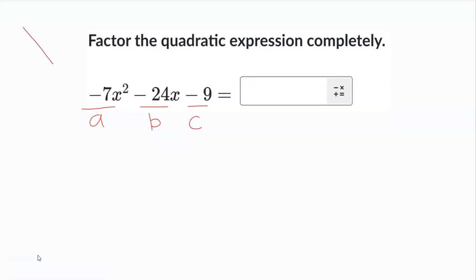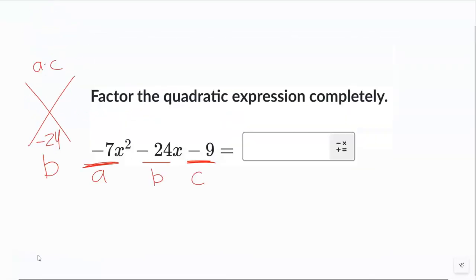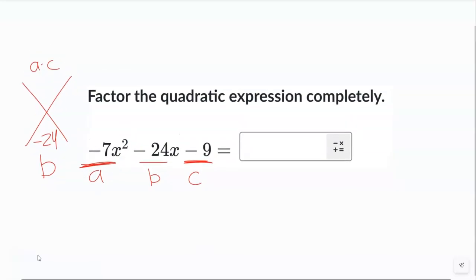I like to start off with a diamond. The top is A times C, and the bottom is our B value. So our B value is just negative 24. And our top value is, once again, A times C. So negative 7 times negative 9 gives you a positive 63.